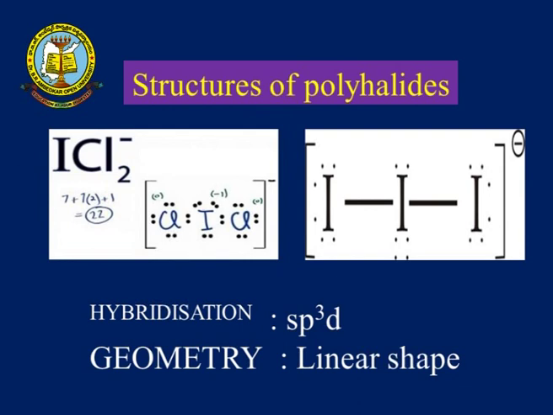So, 5 means sp3d geometry. So, ICl2 minus shows sp3d hybridization and the geometry is linear. The similar structure, I3 minus, is also the same. ICl2 minus and I3 minus both show the same geometry, that is linear geometry, and both exhibit the same hybridization, that is called sp3d, because the central atom iodine has 3 lone pairs and 2 sigma bonds present. So, this is the structure of polyhalide ions.